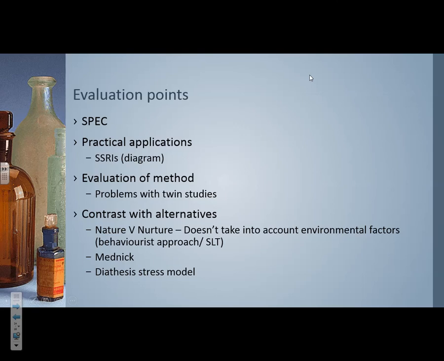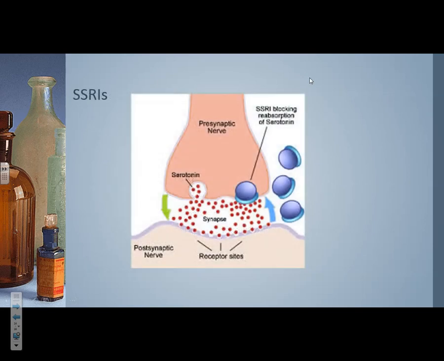A strength of the biological approach is it has some excellent practical applications. For example, SSRIs, which are a type of drug called selective serotonin reuptake inhibitors, which sounds very, very fancy, but it's really, really simple.